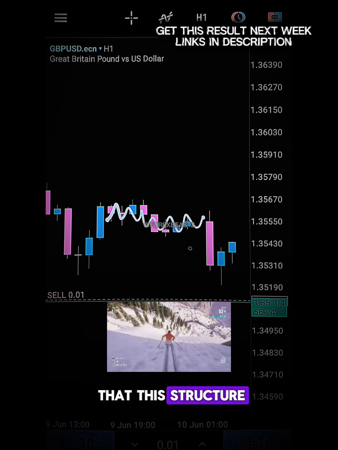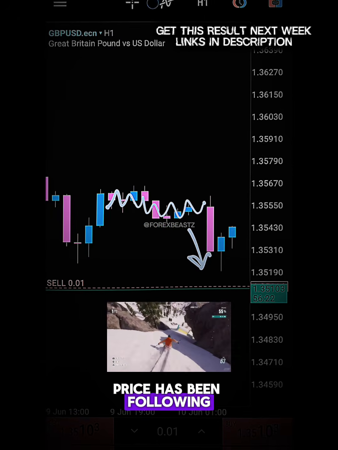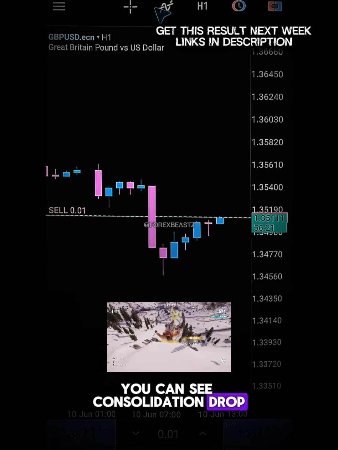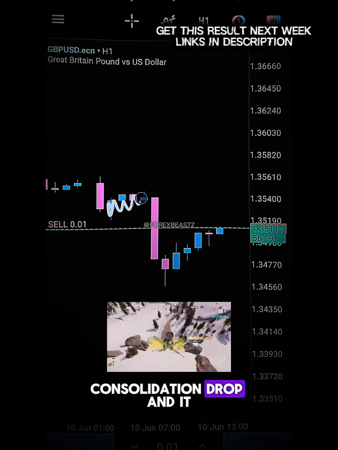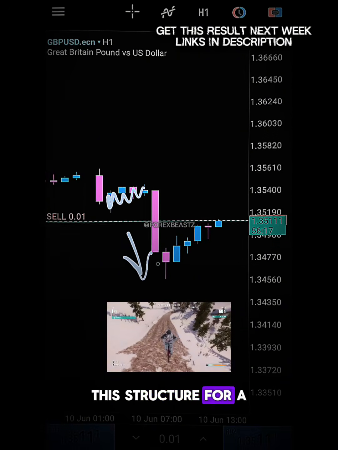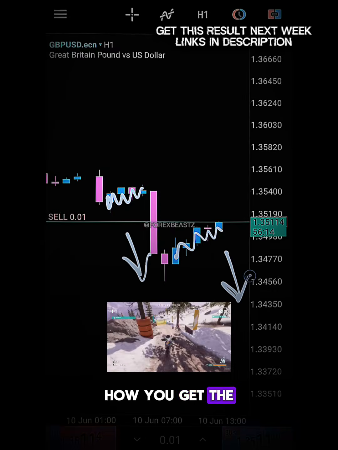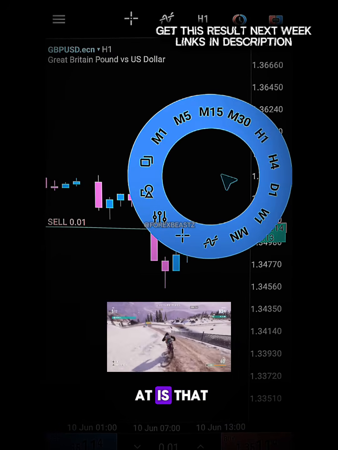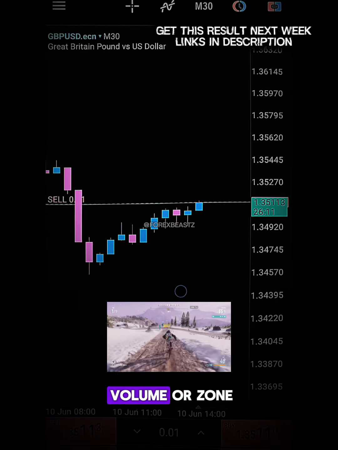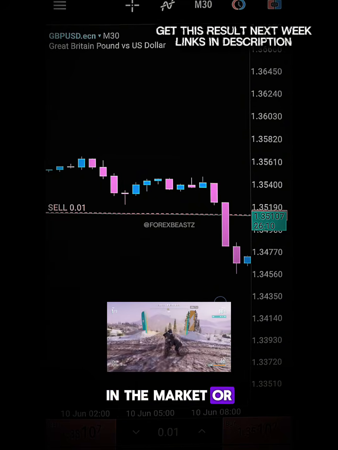And you can see that this structure that has been happening, price has been following this structure. You can see consolidation drop, and it has been following this structure for a long time. That's the trick. And then how you get the place to enter at is that you want to look for more volume or zone in the market, or to back up your zone.